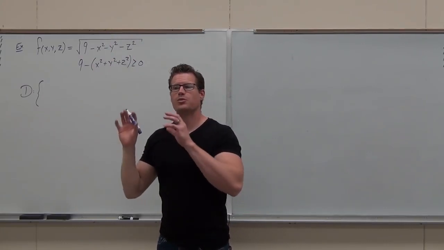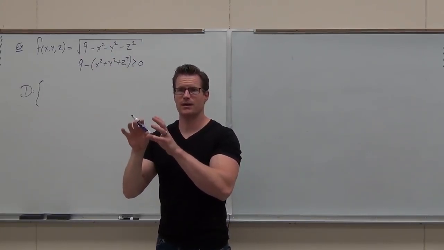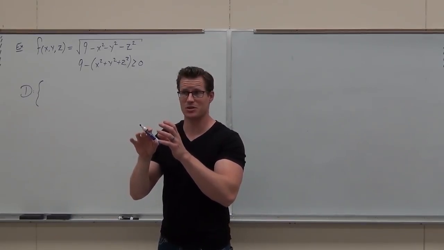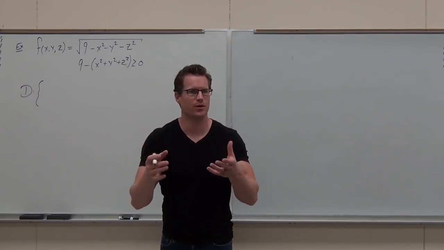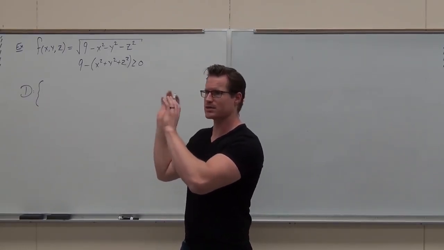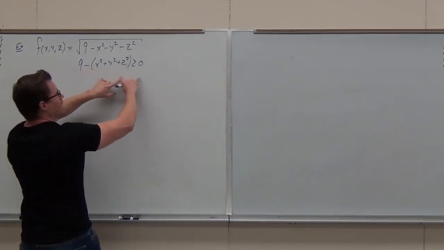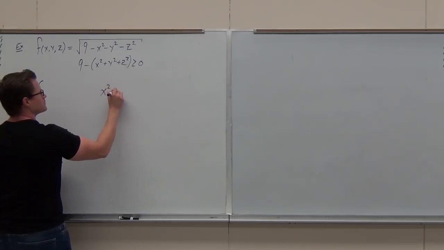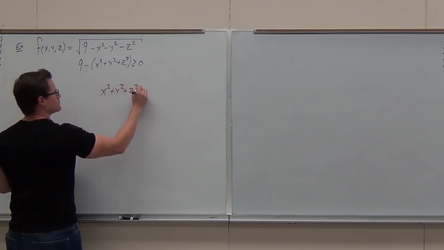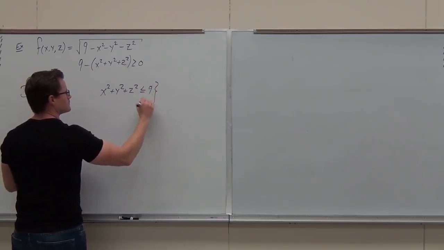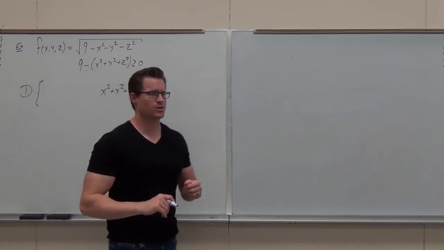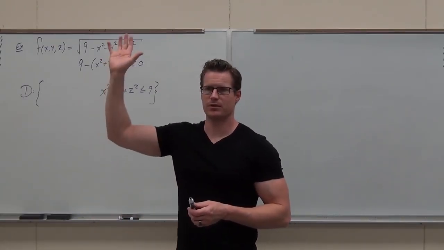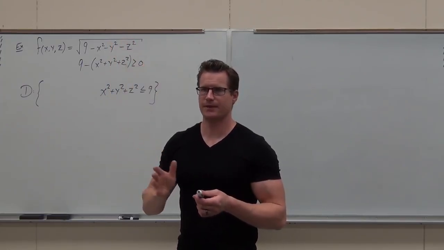Now, let's group our x's, y's, and z's on one side, and this is typically how we do it for 3D. Do you remember 3D graphing at all? Do you remember section 11.6, surfaces and all this stuff? So if we group all of our x's, y's, and z's, we get x squared plus y squared plus z squared is less than or equal to 9. You've literally just found your domain. That's all there is to it.